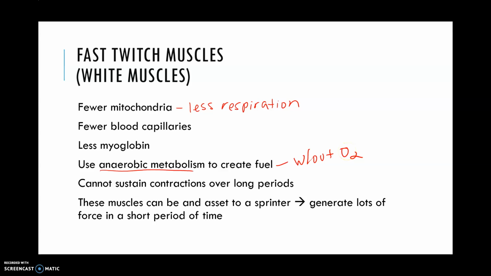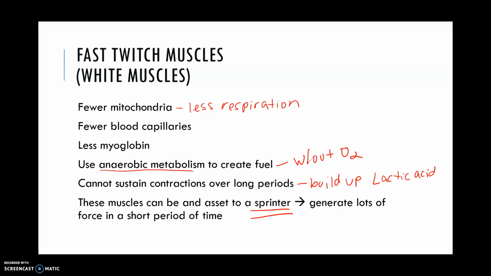And we can't sustain these contractions over long periods of time because we're going to see a buildup of lactic acid. And if we don't break down that lactic acid, you could actually see a lot of long-term effects with that. So that's why we can't sustain those contractions for long periods of time. But again, this is going to be good for our sprinter animals, generating a lot of force in a very short amount of time. So that's the type of muscle that you're going to want to see for those animals.